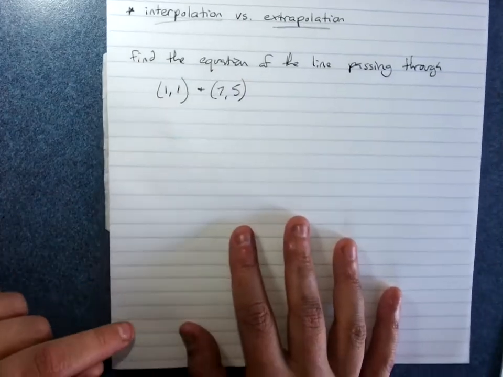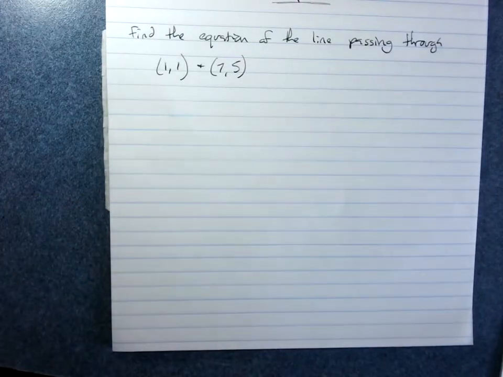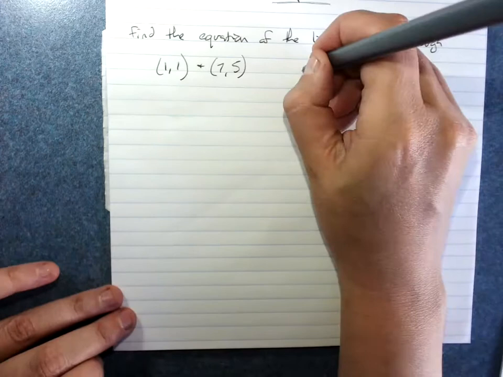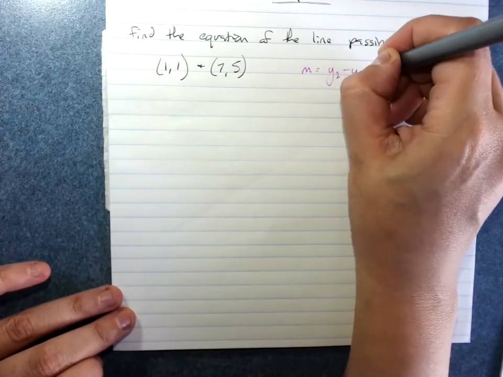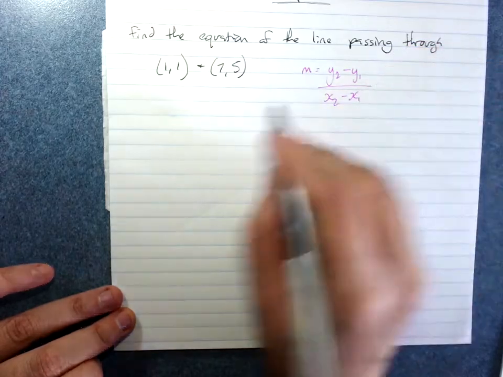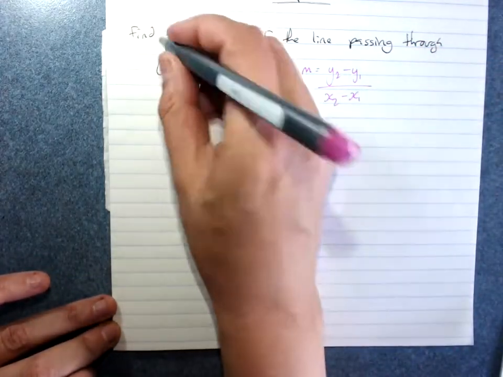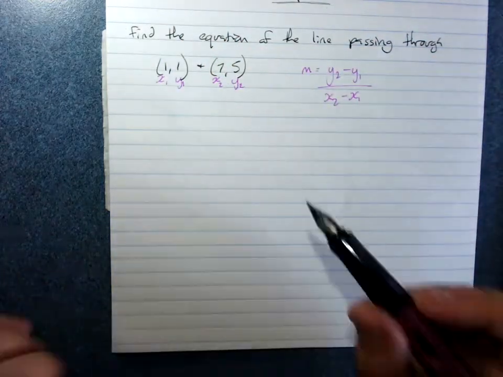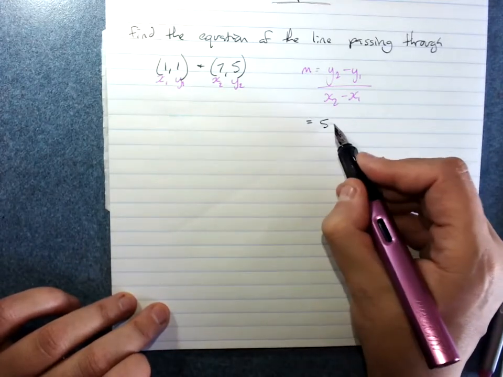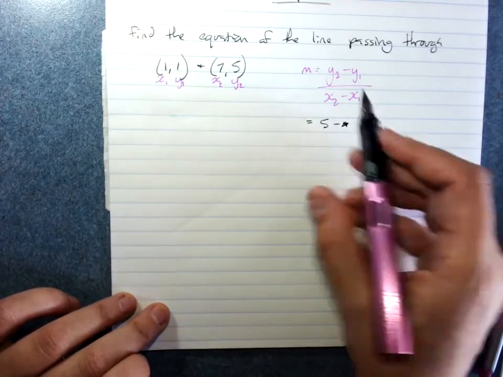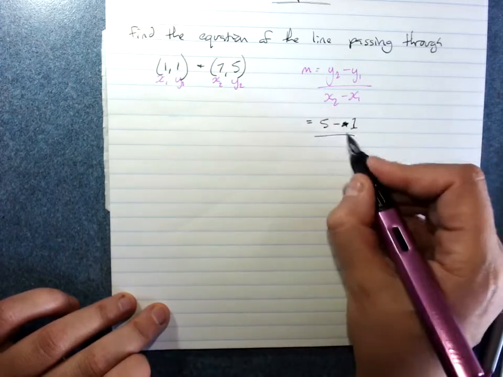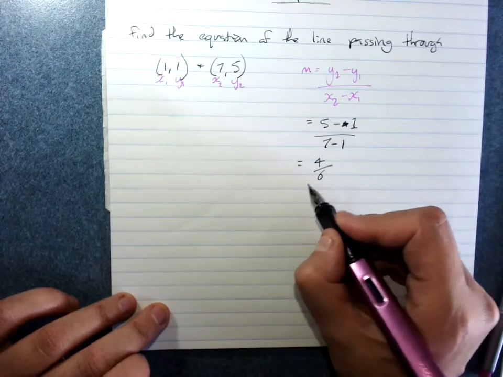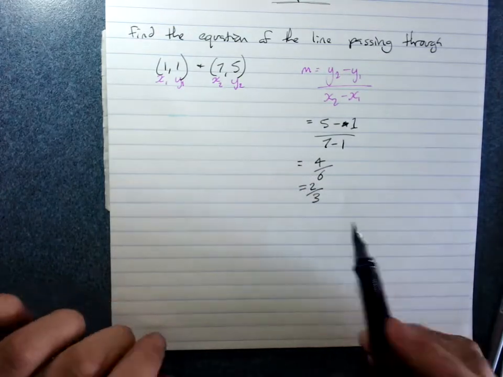If you remember from year 9, to get the equation of a line when you know 2 points, you need to find the gradient. Gradient is y2 minus y1 over x2 minus x1. Remember, label these. It doesn't matter which is point 1 and 2, but I've got x1, y1, x2, y2. Substitute them in. y2 minus y1, 5 minus 1, x2 minus x1, 7 minus 1, I have 4/6, 2/3. So I've got a gradient of 2/3.